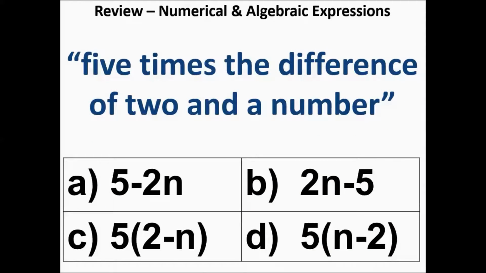Five times the difference of 2 and a number. Hopefully you could narrow these down to choices C and D because it's 5 times the difference of. And then difference of, it's not a switcheroo phrase. A lot of kids think that seeing a subtraction related word always means to switch them, but it doesn't. So 2 and a number, it's going to be choice C.